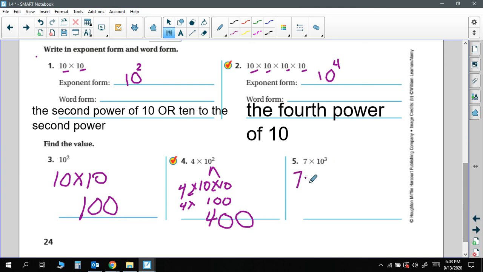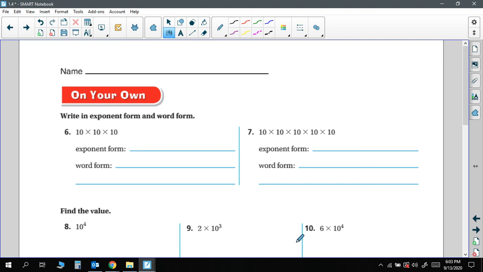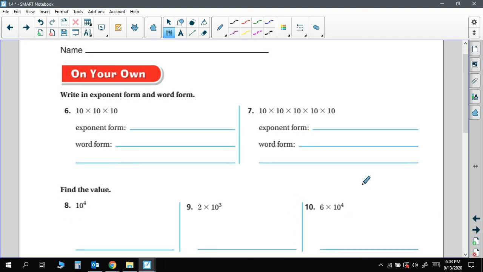All right, so now this one, let's break this one down again. So we'll bring that 7 down, and then let's break up 10 to the third power. It's going to be 10 times 10 times 10. All right, so what is 10 times 10 times 10? You should know that it's 1,000 times 7, and that will give you 7,000. Not so bad, huh?